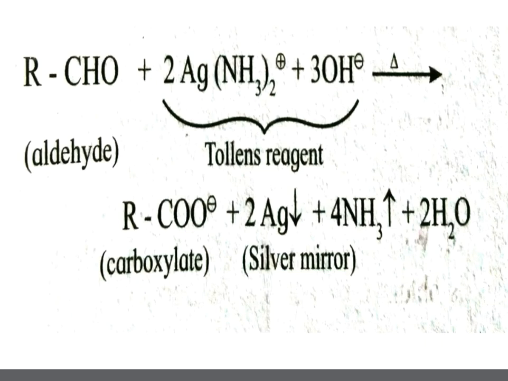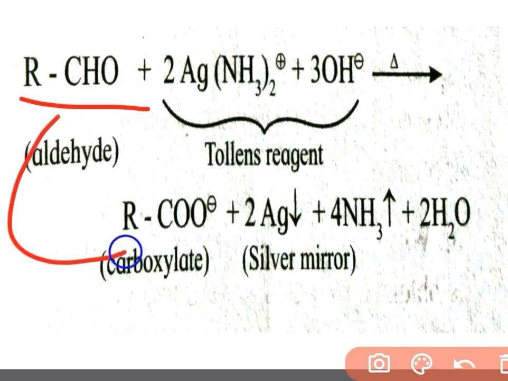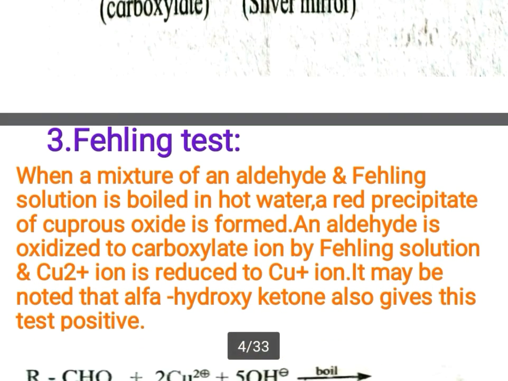So what actually happens in this test? The aldehyde gets oxidized to carboxylate ion. This is the aldehyde which gets oxidized. Oxidized means addition of oxygen and removal of hydrogen. This aldehyde gets oxidized to carboxylate ion and Ag+ is reduced to Ag, which appears in the form of a silver mirror. So this is the silver mirror test.